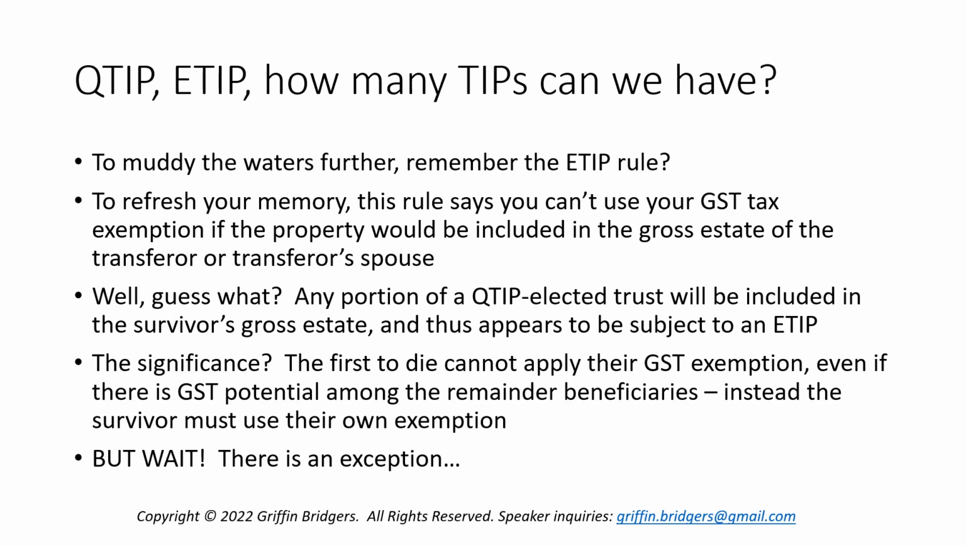Well, recall how we talked about with a QTIP trust, if you make the election, then the balance of the trust is included in the beneficiary spouse's gross estate at death? Well, guess what? That creates an ETIP problem because assuming the beneficiary spouse were to die immediately after, you'd have that gross estate inclusion if the QTIP election is made.